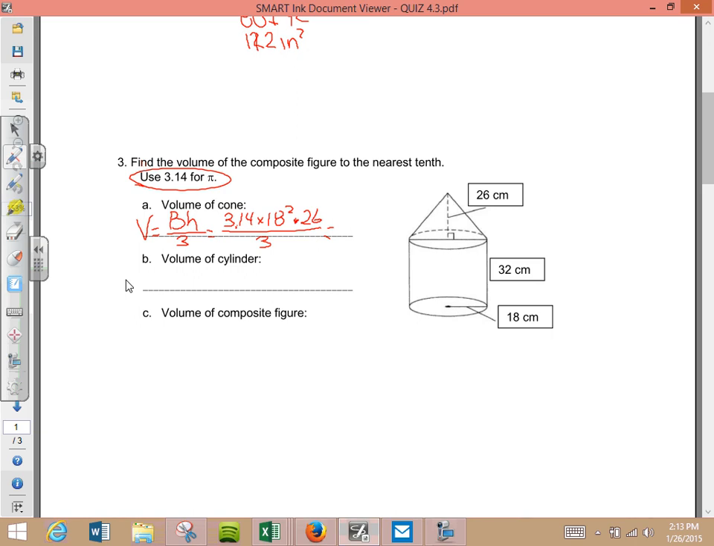On your calculators, I want you to write this down. In parentheses, put 3.14 times 18. Put the little square which is next to the 4. And then put times 26, close parentheses, and then put divided by 3. Just the way it is. Open parentheses, 3.14 times 18, put the little square, times 26, close parentheses, divide by 3. 8,817.12, right? Centimeters cubed.